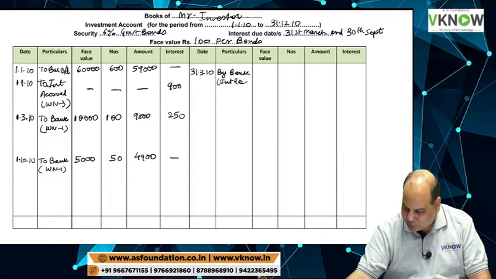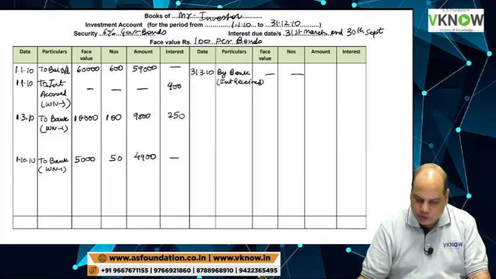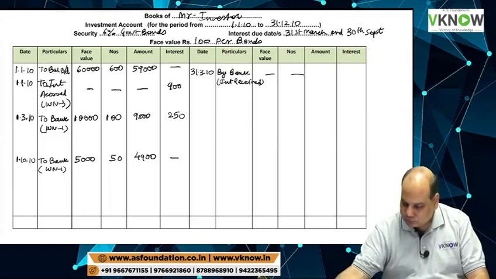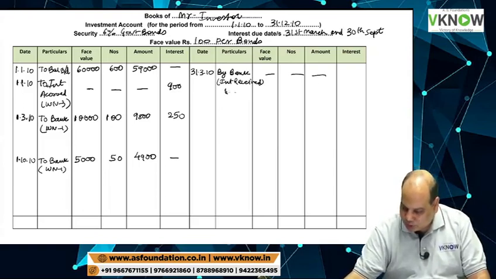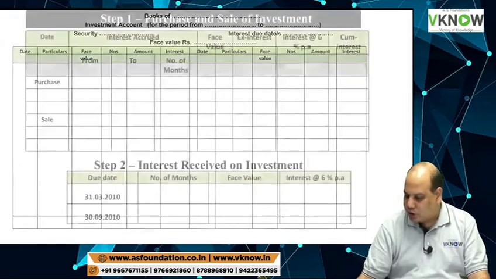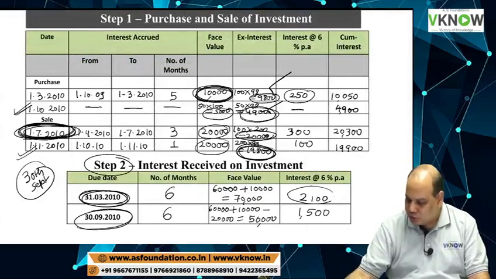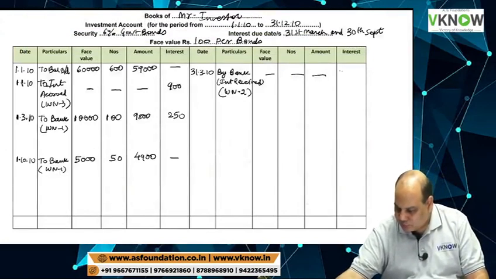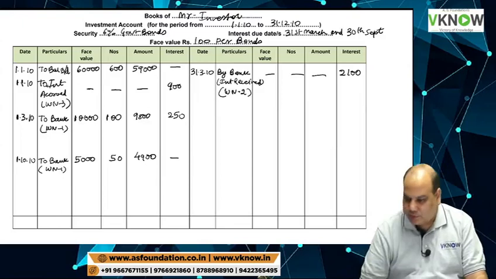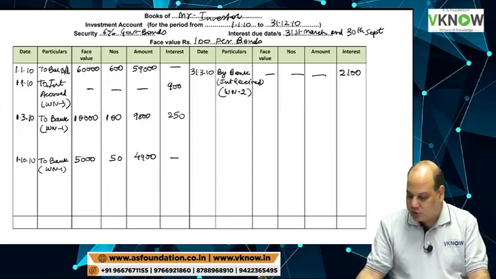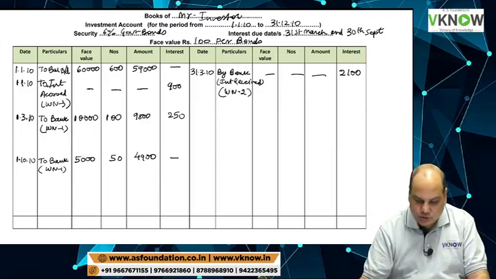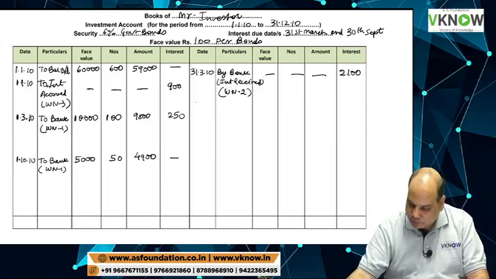Interest received column. This you write down from working note 2. Go to working note 2 on the screen, below 2100. This 2100 is interest received. Then there is a sale transaction on 1st of July.